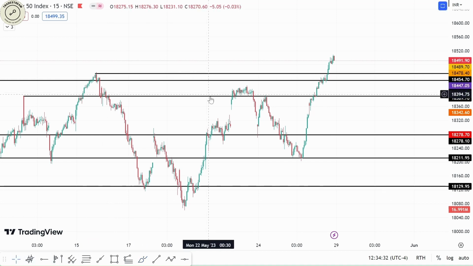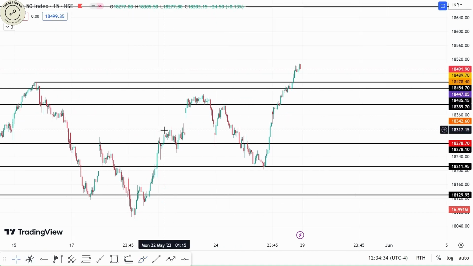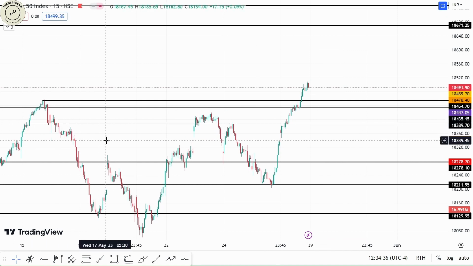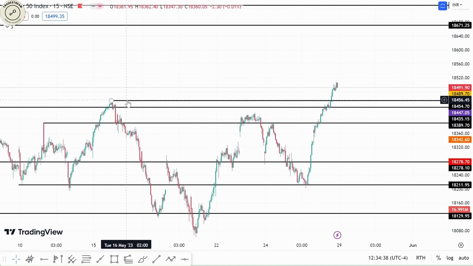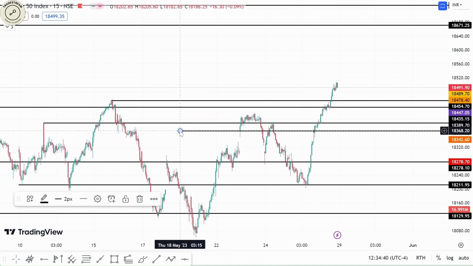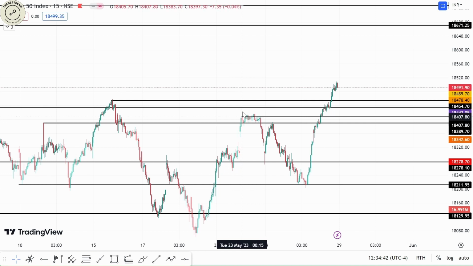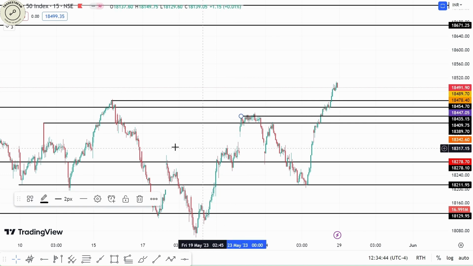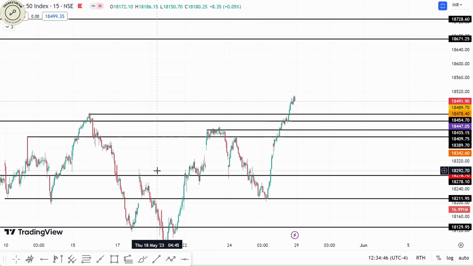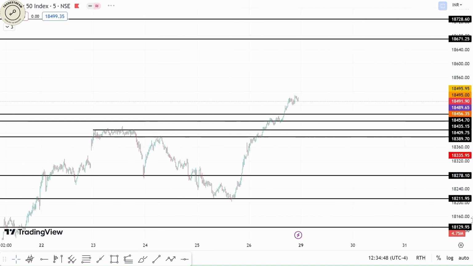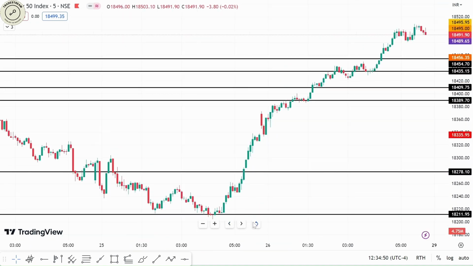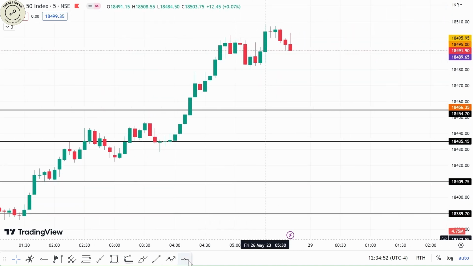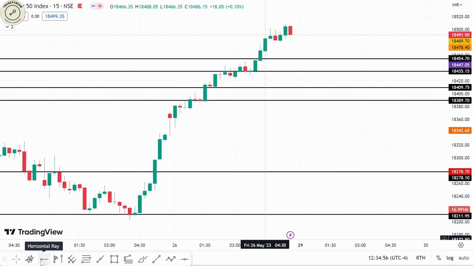Let's just remove that. As we are unable to find any kind of level with this one, there is one around here. So this is the 15-minute that we are using. And let's move to the 5-minute. For the 5-minute, use it for 15.